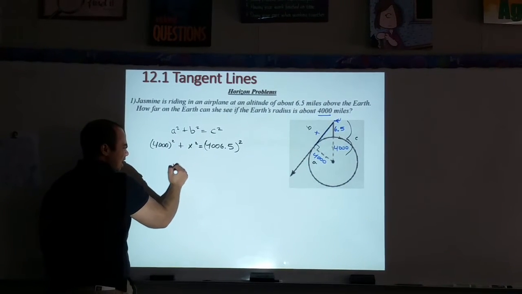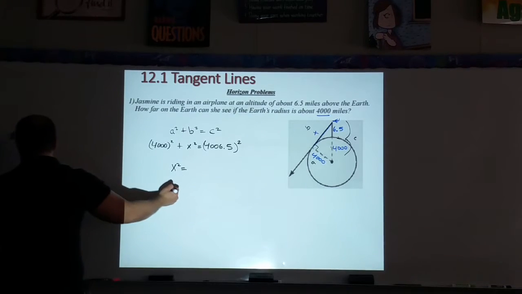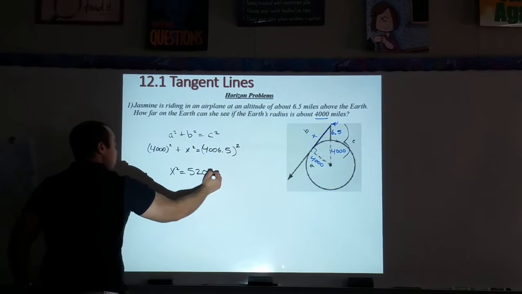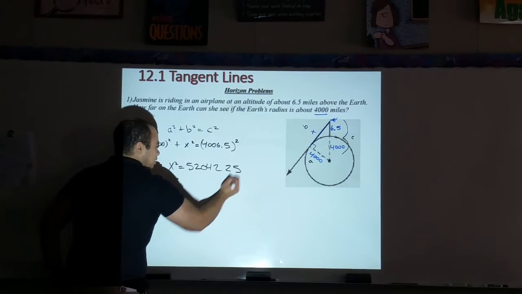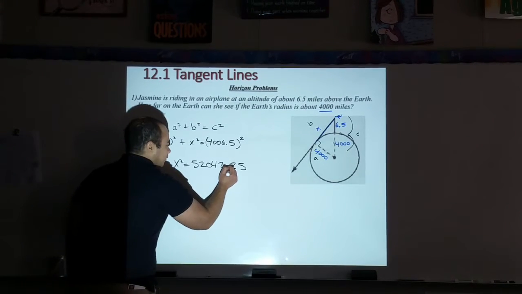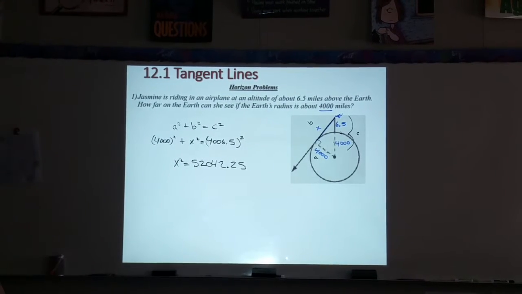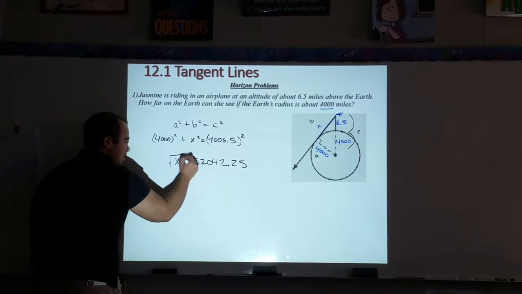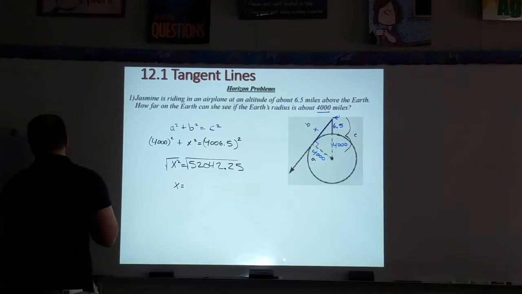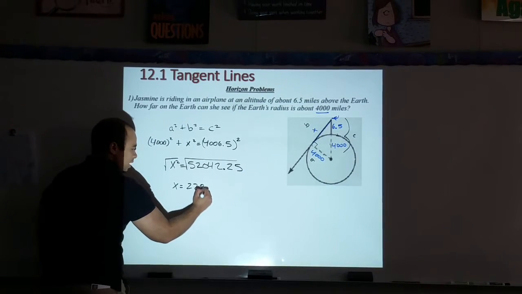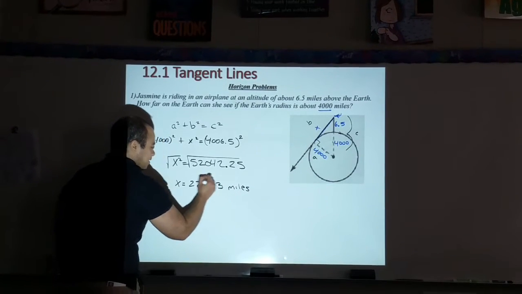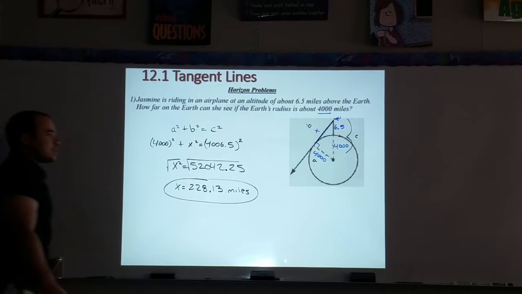And when you do that, you get x squared equals a really big number, 52,042.25 miles. To undo the squaring, we have to essentially square root both sides. So we're going to square root both sides. And you get x to equal 228.13 miles. And so that is how far on the horizon Jasmine can see.